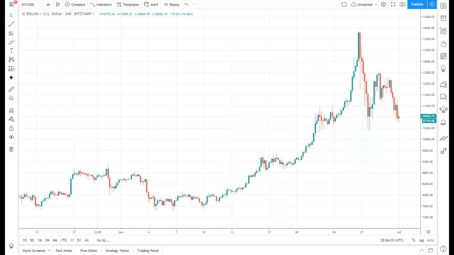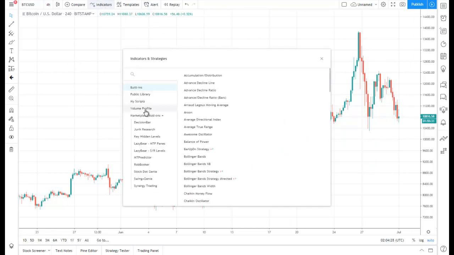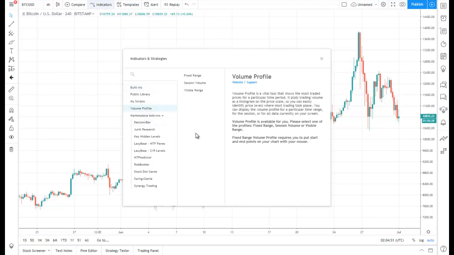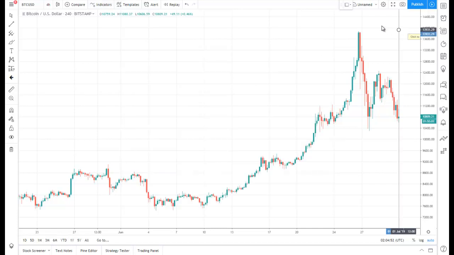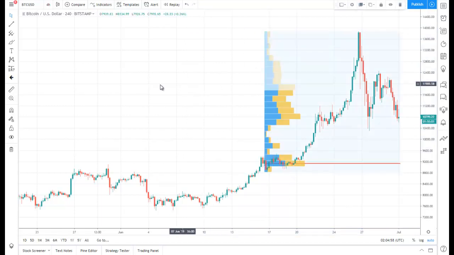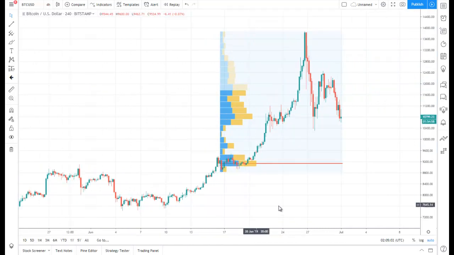The easiest way to get the volume profile is to go to Trading View and click on indicators once you have the chart that you want to analyze. Then you go right here to volume profile, and you're going to see that you have a fixed range, a session volume, and a visible range. So we're going to start by using the fixed range. When you click on fixed range, you are going to have to choose a specific period of time on your chart. So we are going to start by clicking on the last candle and then moving the mouse to the previous low, because we want to analyze where the volume has been traded in the past sessions.